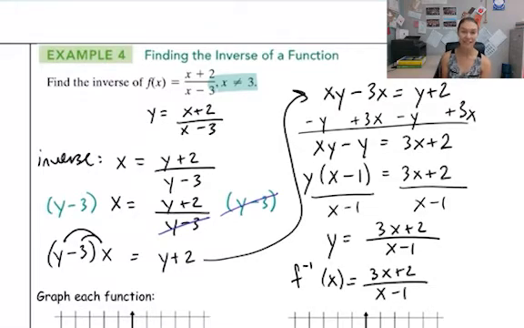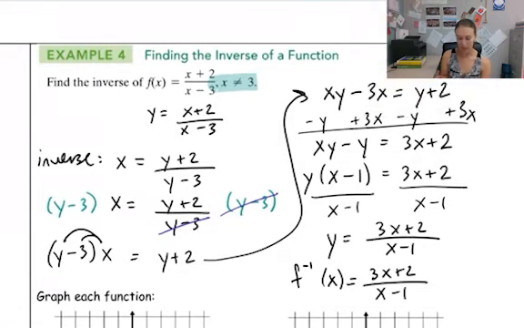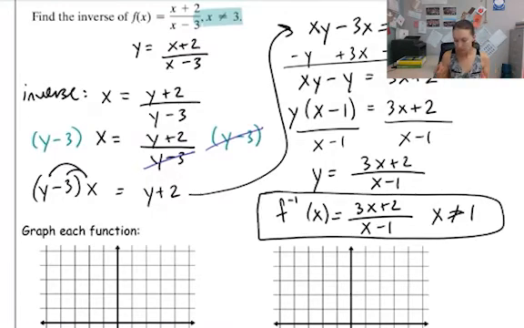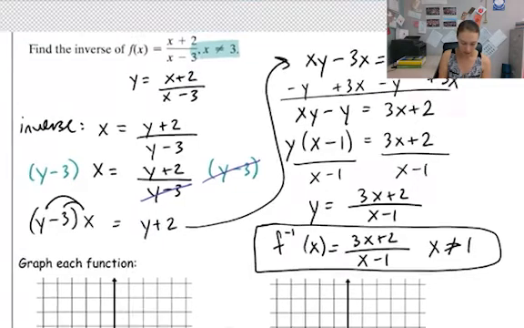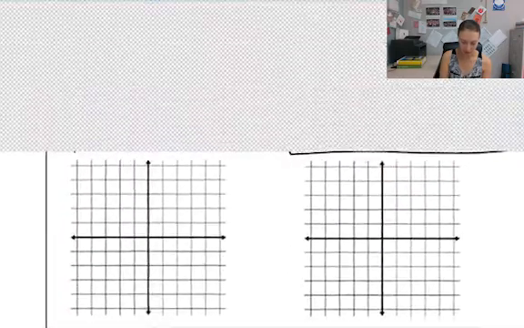So for all x's except for x equals 3 for the original function, but now in our inverse function, it's a little different. We don't need x not to equal 3 anymore. We need x not to equal 1 because now we have an x minus 1 in the denominator. So if x was 1, it would make that denominator 0. So let's graph each function really quick and then talk about domain and range so we can kind of see this relationship.